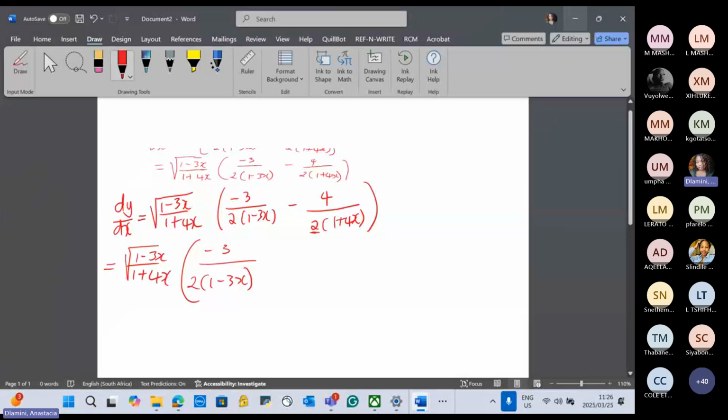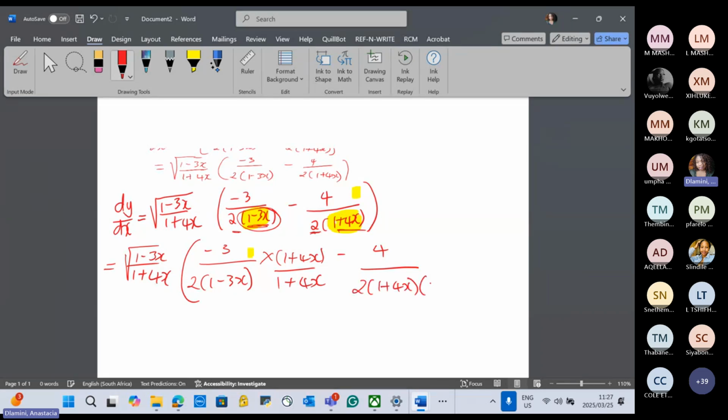There's a 2 here, there's a 2 here. The only difference is these things. Do you see them? So take the difference, which is this one, multiply it this side. Take this one, multiply it that side. So this is times (1 minus 3x). On the other side, it is times (1 plus 4x), minus 4 over 2 times (1 plus 4x), and the only difference is this. Are we all together in that department?